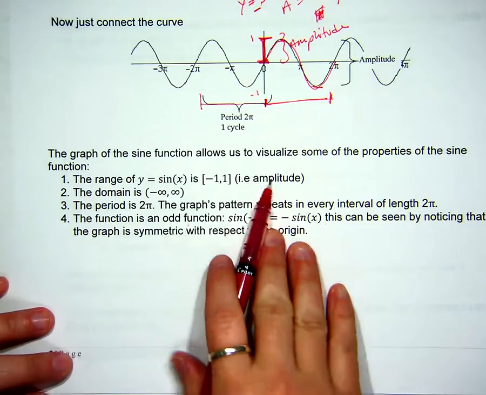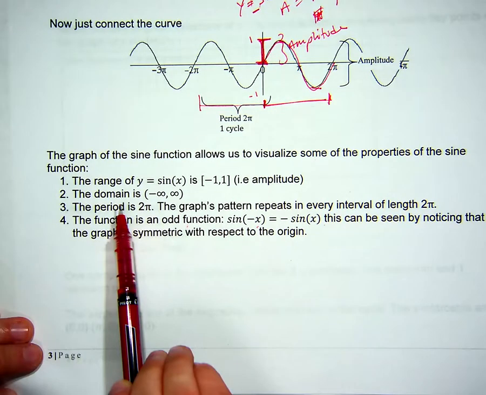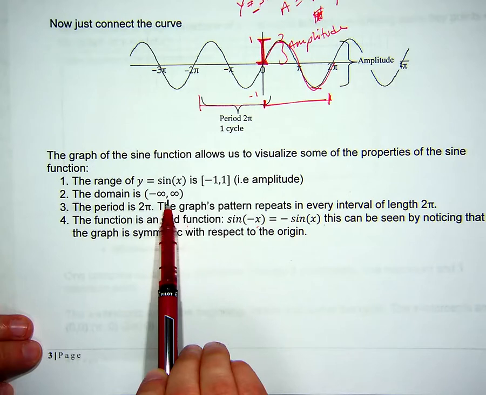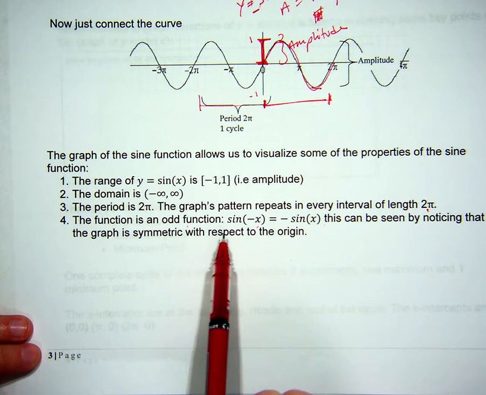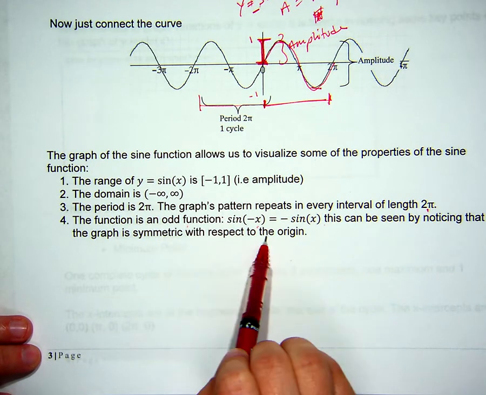A couple of things to note about the function. The range is from negative 1 to 1, i.e. the amplitude. Domain is negative infinity to positive infinity. The domain is the value of all angles for which the sine function can take. The sine can take on any angle value. The period is 2 pi. Graph's pattern repeats itself in length 2 pi. The function is odd, and we can see this by noting that it is actually symmetric with respect to the origin.